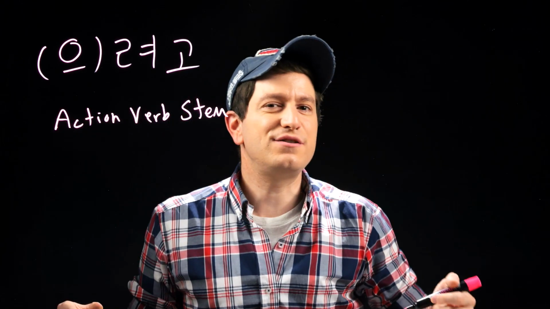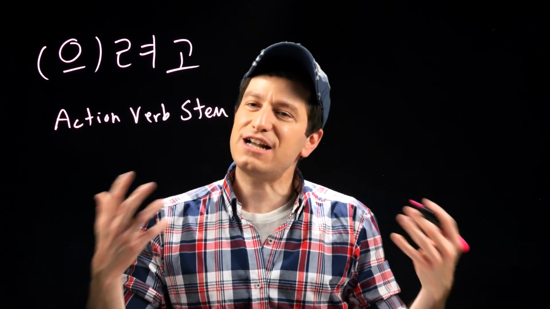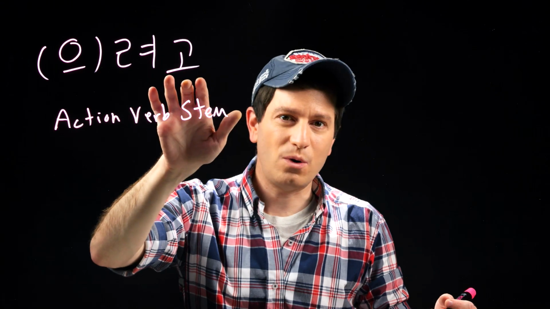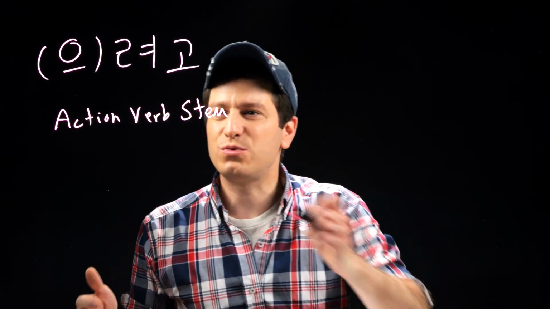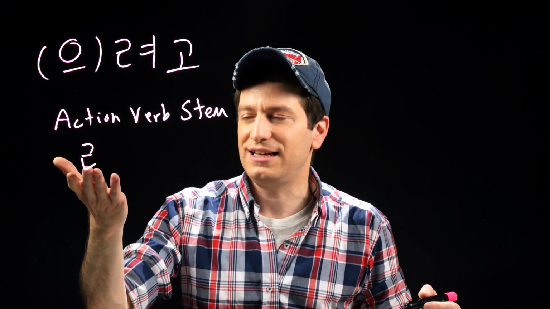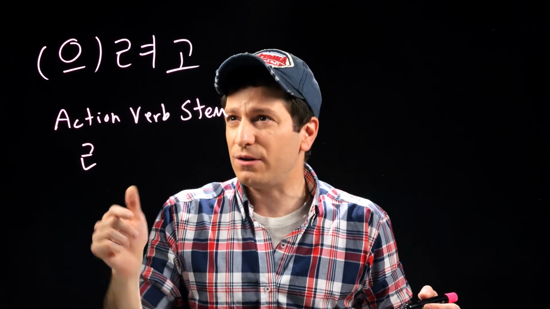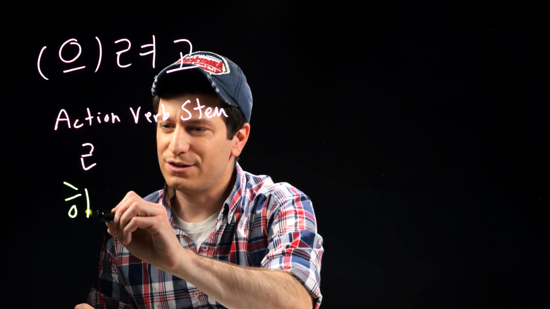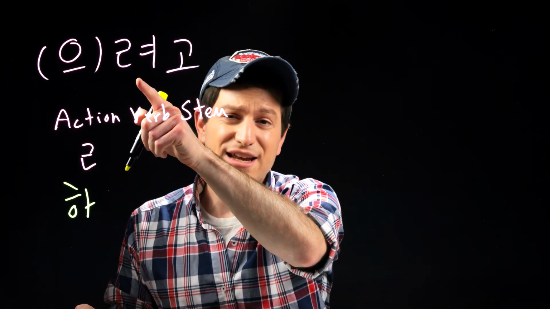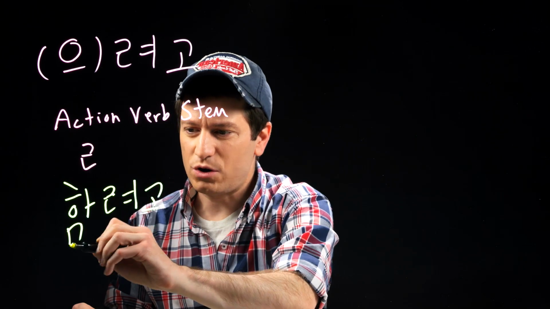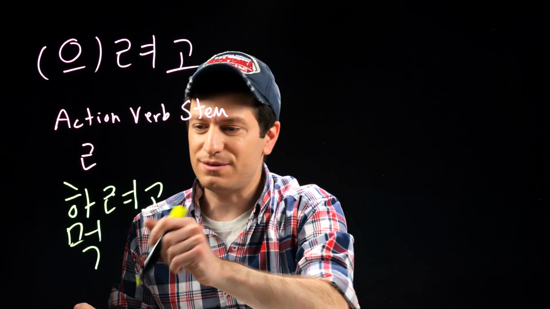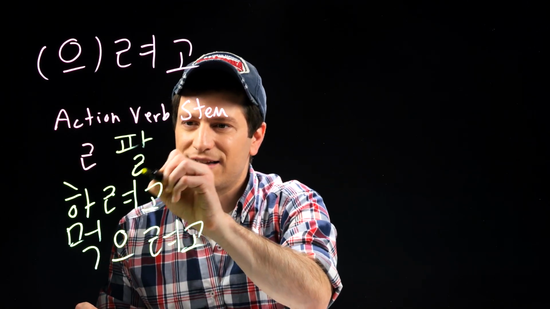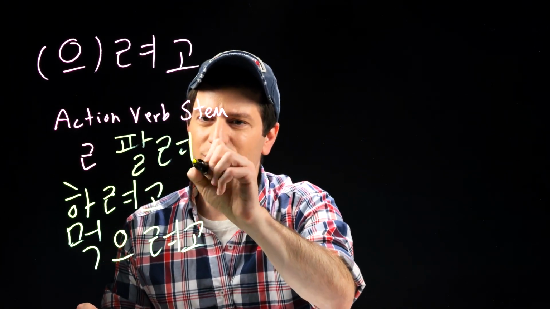You take an action verb stem, and if the action verb stem ends with a consonant, you'll attach 으려고, and if the action verb stem ends with this letter, which is known as lir, or if it ends in a vowel, you'll just attach 려고. So for a few quick examples, 하다, the verb stem is just 하, which ends in a vowel, so you attach 려고. 먹다, meaning to eat, ends with a consonant, you get 먹으려고. And 팔다, to sell, ends with this letter, so you get 팔려고.